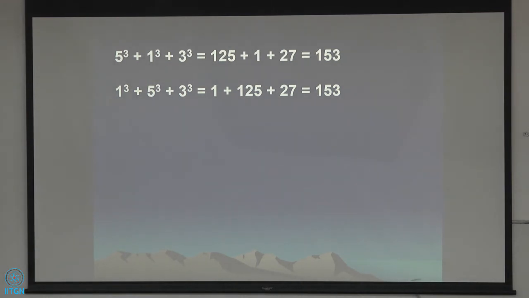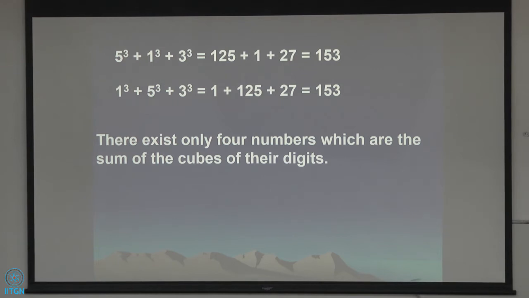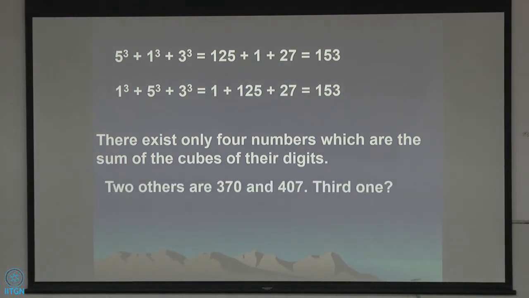In fact, there are only 4 numbers which are the sum of the cubes of their own digits, like 1 cube plus 5 cube plus 3 cube is 153. There are 3 such numbers, a trivial one I am not counting. There exist only 4 numbers. 2 others are 370 and 407. You see 3 cube plus 7 cube is 370 and 4 cube plus 7 cube is 407. There is no other number.